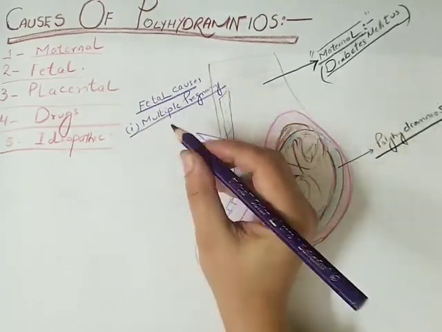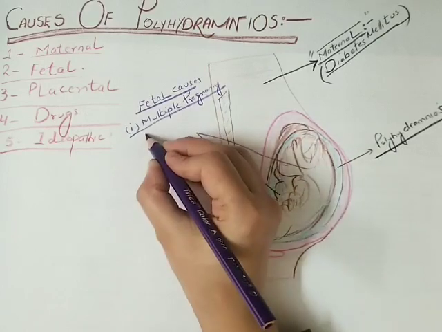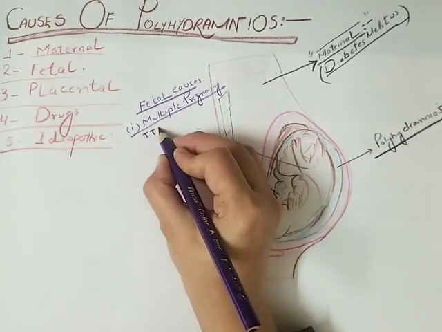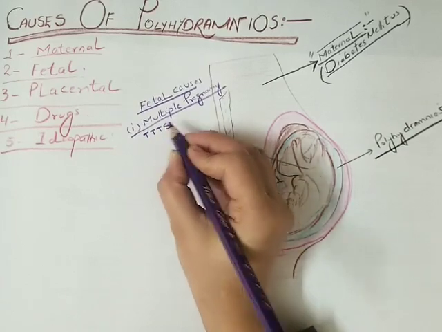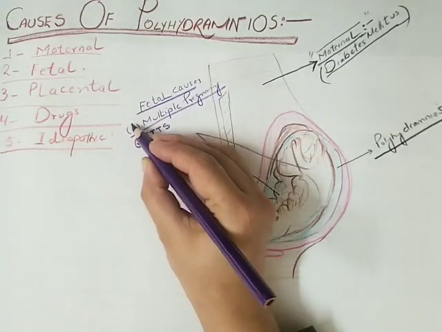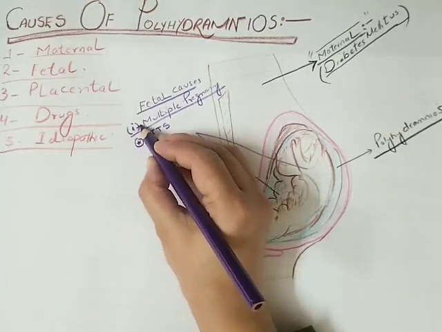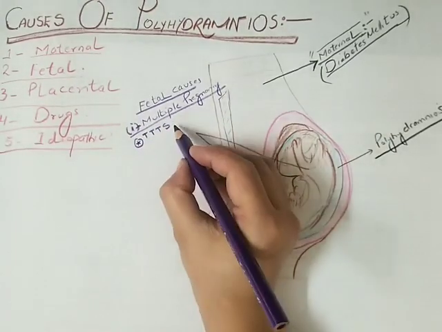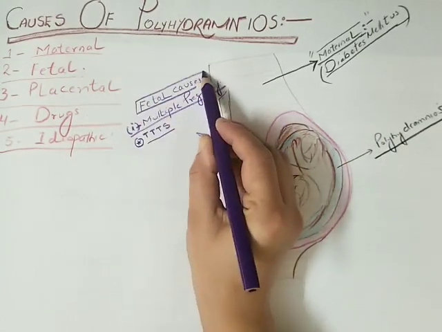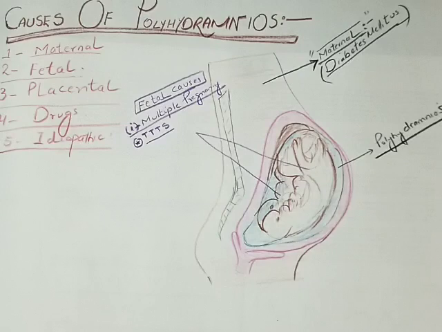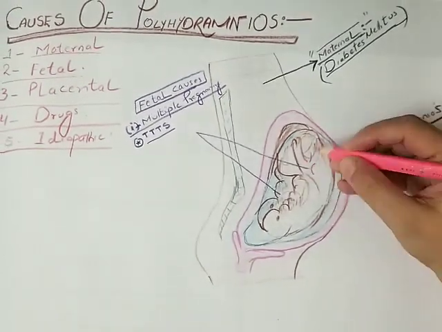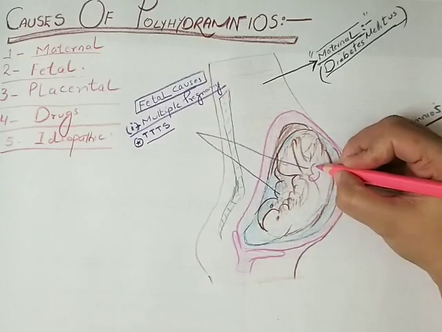And among the multiple pregnancy, it's very important to know whether there is twin to twin transfusion syndrome or not, which is common in case of monochorionic pregnancy. Multiple pregnancy, especially in case of twin to twin transfusion syndrome, is a very important cause of polyhydramnios.